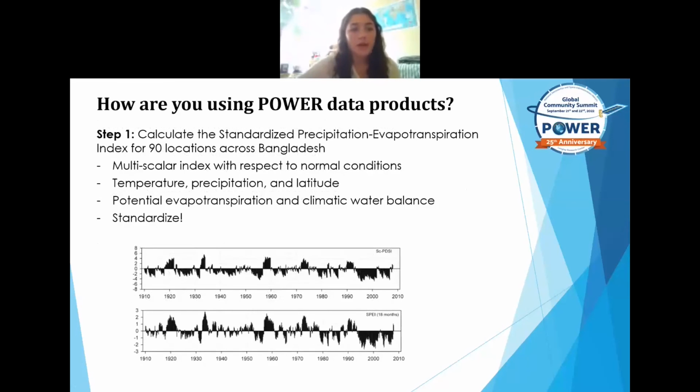So we use power data products to calculate the standardized precipitation evapotranspiration index for 90 locations that form sort of a grid or a blanket across Bangladesh. The SPEI is a multi-scalar index with respect to kind of normal climatic conditions. It takes in the temperature, precipitation, and latitude at each of those 90 locations and calculates the potential evapotranspiration, and with that, the climatic water balance. All of this is done in R, and then it's standardized into this variable.